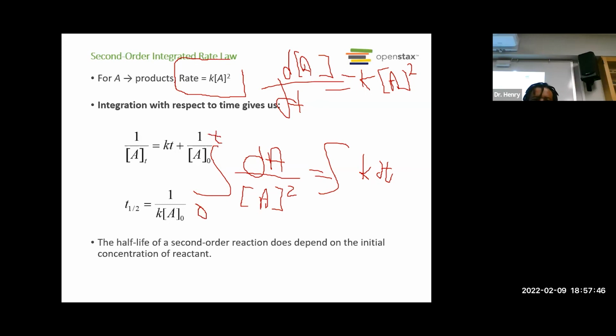Okay. So then you're going to end up with 1 over the concentration of A from 0 to t. And if I remember, it should be minus 1 over A equals kt. You guys remember that from calculus. So again, you don't need to know that. What you need to know is this, but that's how you get there. That's where it starts from.